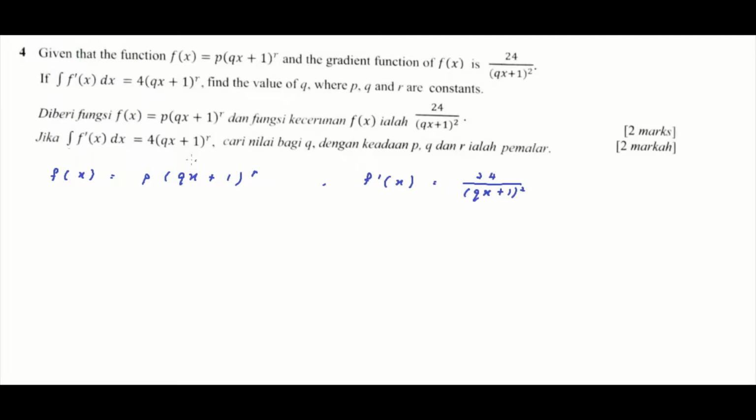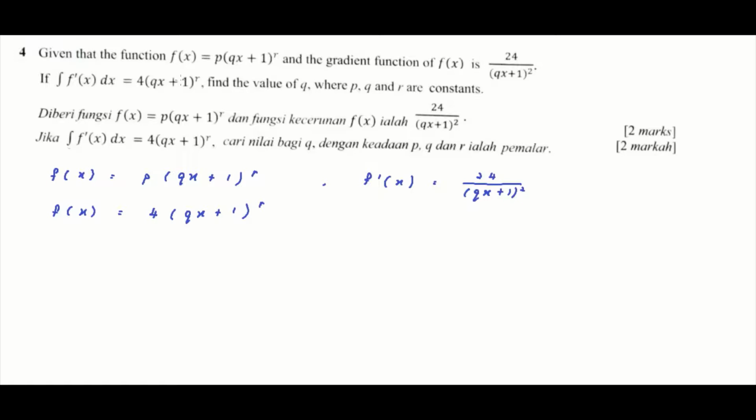So you can imagine that this is the original function, right? After you differentiate, this is what you get. Then what happened to here is you integrate the derivative form, which means from here to here. After you integrate, you will get back to the original equation. So this is how it works. So when you compare, from the information in the second sentence, the f of x is actually equal to 4(qx + 1) to the power of r.